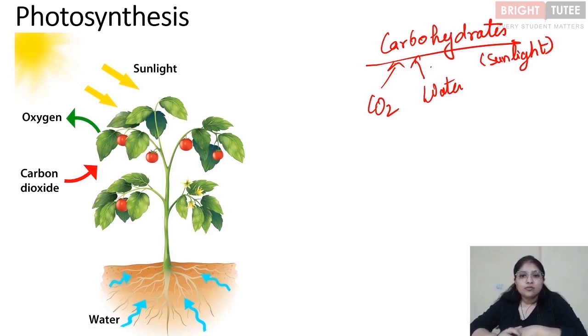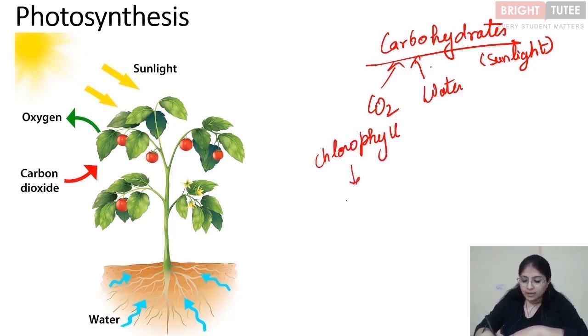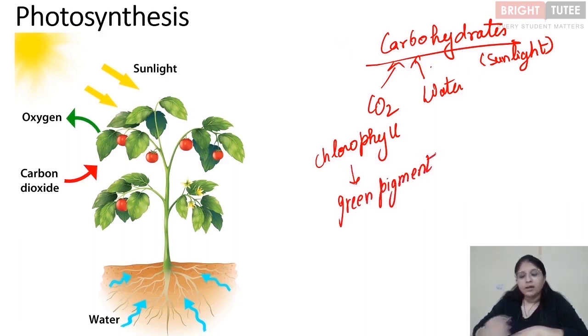Now, please understand, students, for this whole process to occur, chlorophyll plays a very important role. And what is chlorophyll? It is a green pigment. Now, imagine this. You must have seen the cactus plant, right? Cactus plant doesn't have leaves. The stem of the cactus plant is green. It has spines instead of leaves, right?